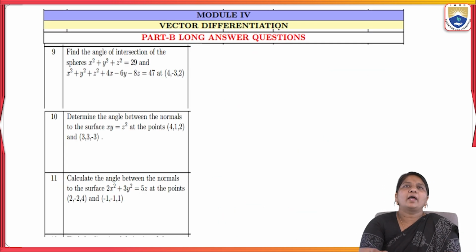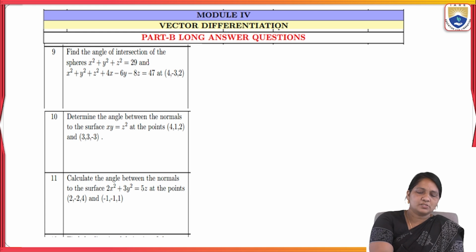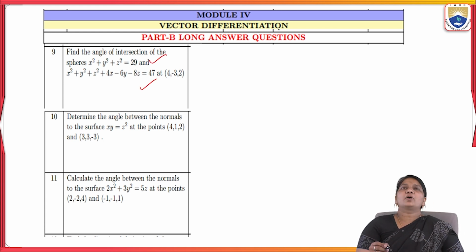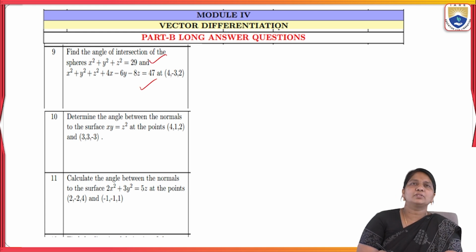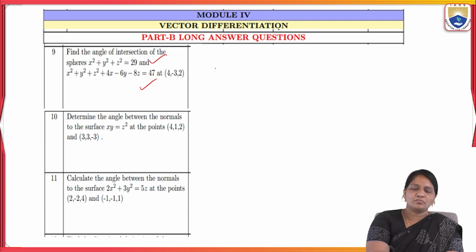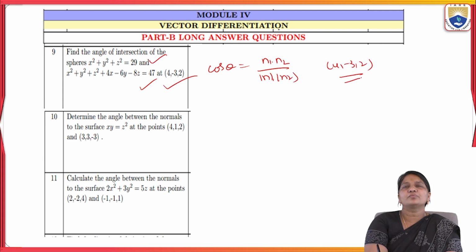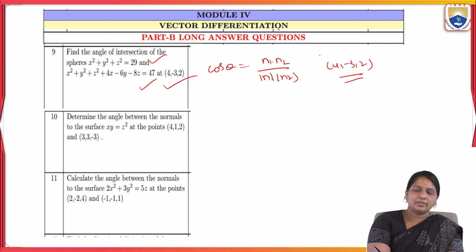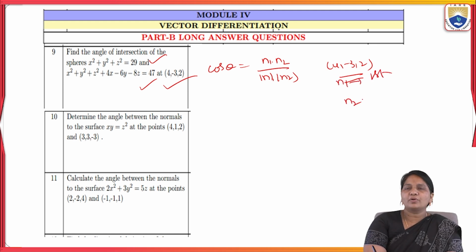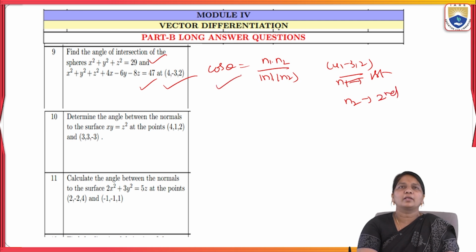See here, find the angle of intersection of the given spheres. So we have to calculate the angle for these two surfaces. What is that angle? Cos theta equal to n1 dot n2 by det of n1 into det of n2 at the point (4, minus 3, 2). So for this point, we have to calculate the n1 value for the first surface and n2 value for the second surface. After that we can calculate the angle.